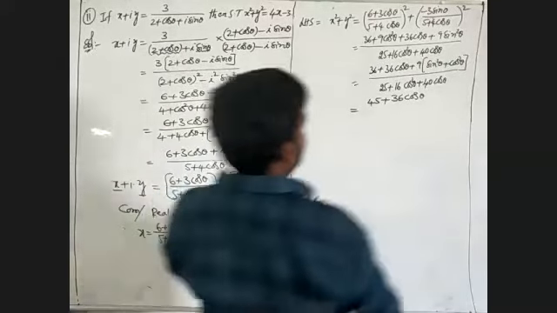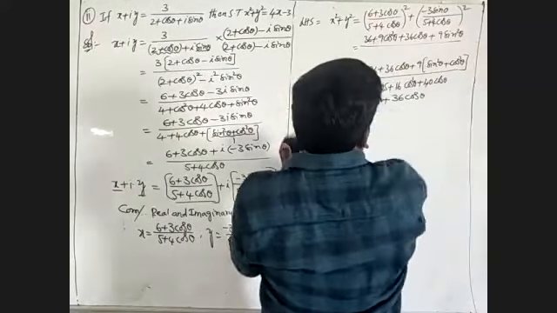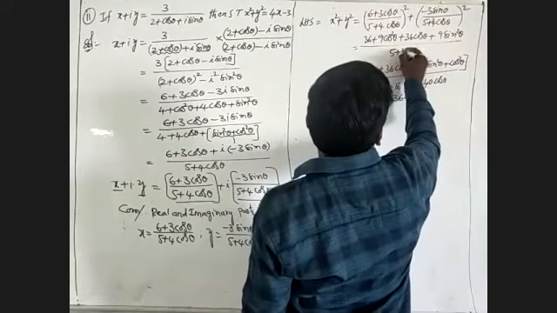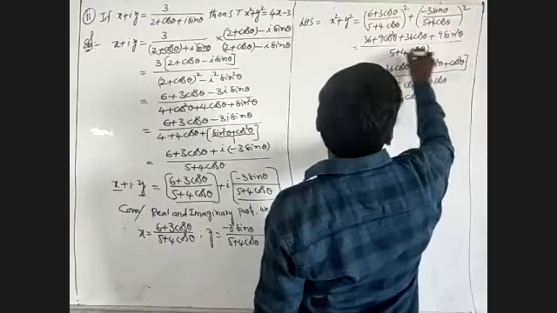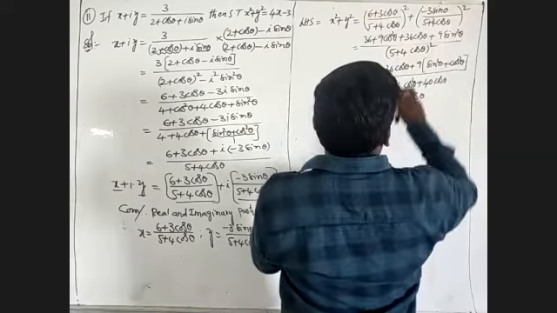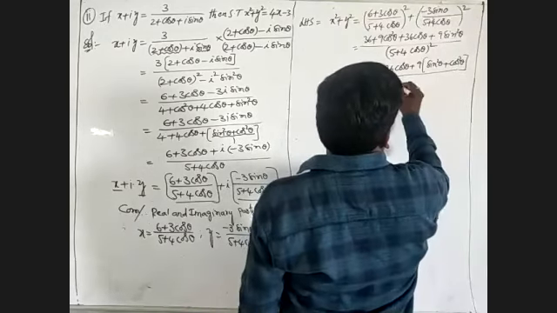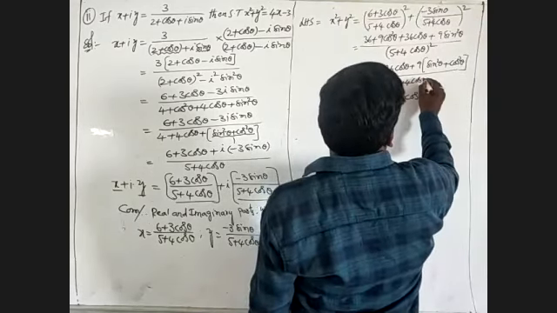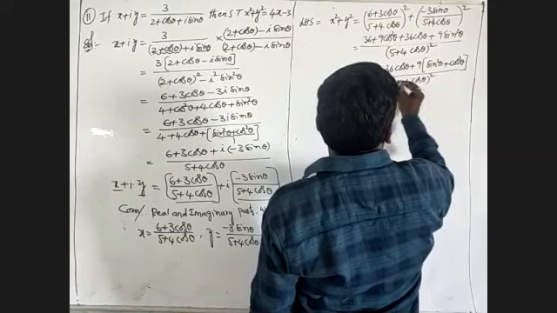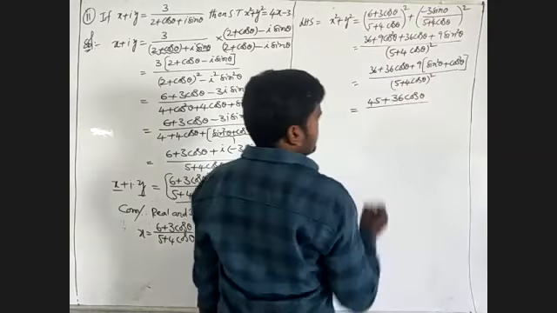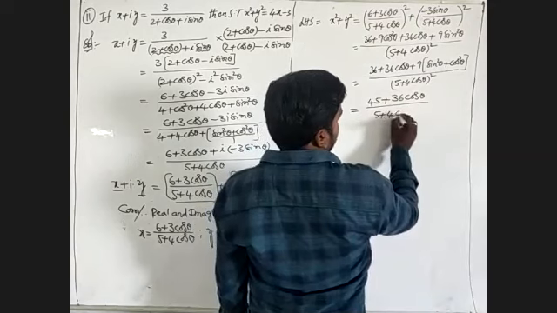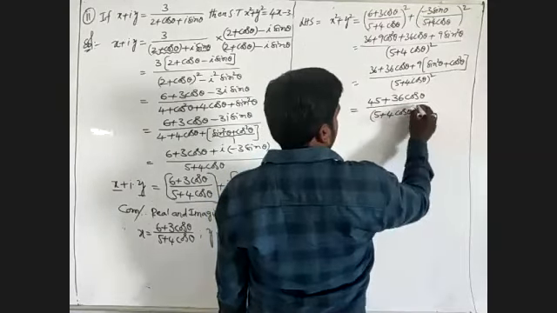There is no need to expand that denominator. We have to write it as 5 plus 4 cos theta whole square. Here also I have to write 5 plus 4 cos theta whole square. The denominator must be written as 5 plus 4 cos theta whole square.